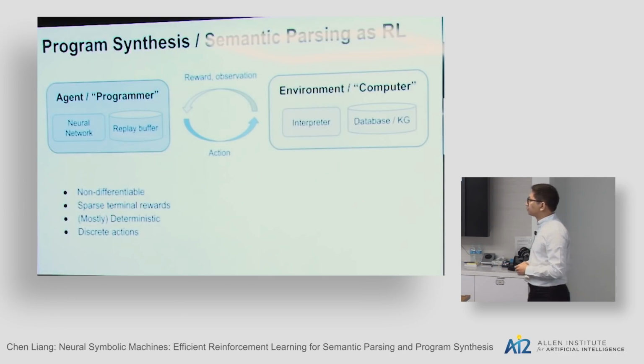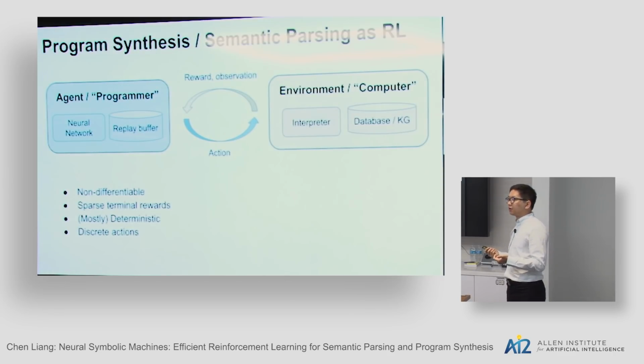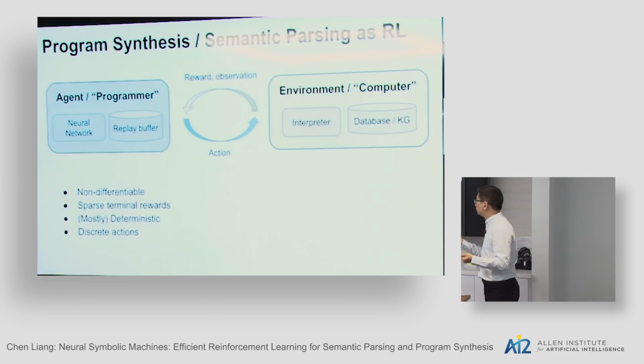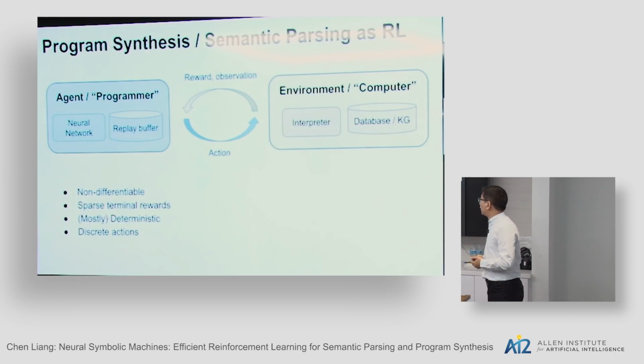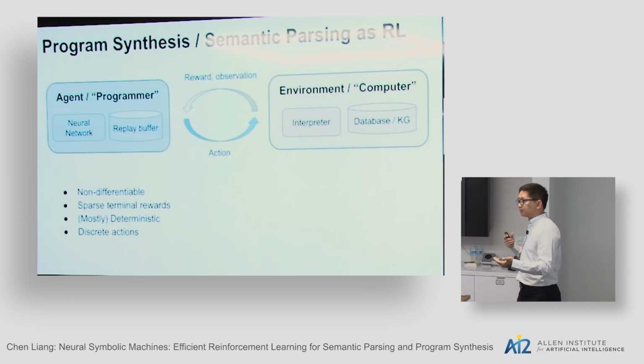So from a machine learning perspective, what we are doing is formalizing the problem of program synthesis or semantic parsing as an RL problem. So essentially, you have an agent, which could be, say, a sequence-to-sequence model, and you have your environment, which would be, say, a Lisp interpreter connected to the database or the knowledge graph. Then the action will be each time the agent needs to select some kind of token to output. And it will observe, say, the output of the interpreter or just whatever token it already outputted before, and also receive a reward on whether it got the right answer or not.